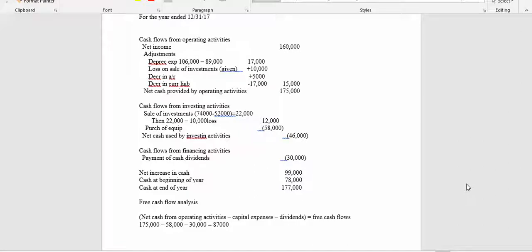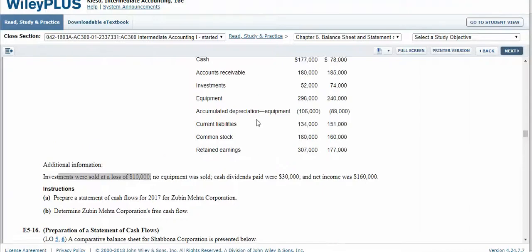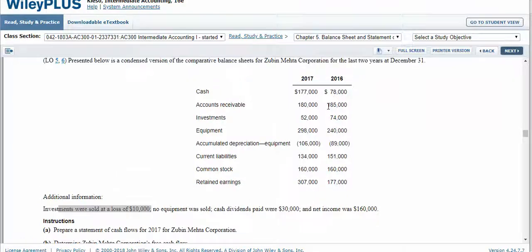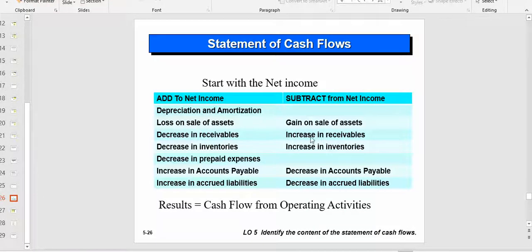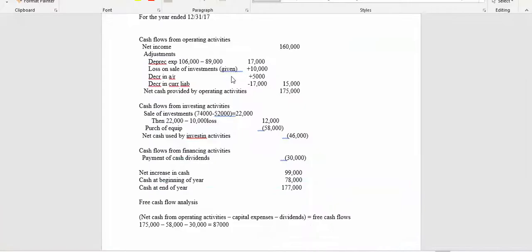Okay, let's continue on here with exercise 5-15. So we talked about the loss. Now the next one is the decrease in a receivable. So we see the receivables went from 185 to 180. That means that more people paid us back than owed us. So we see a decrease in receivables. We add to net income, and because more people paid us than owed us, we got more cash.